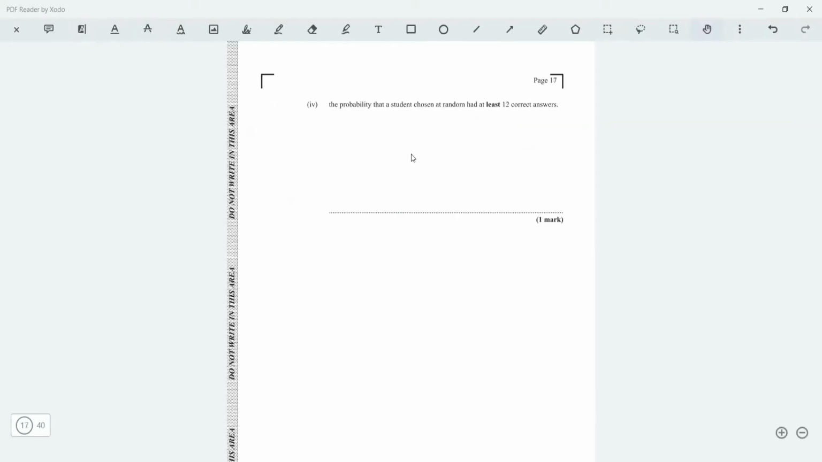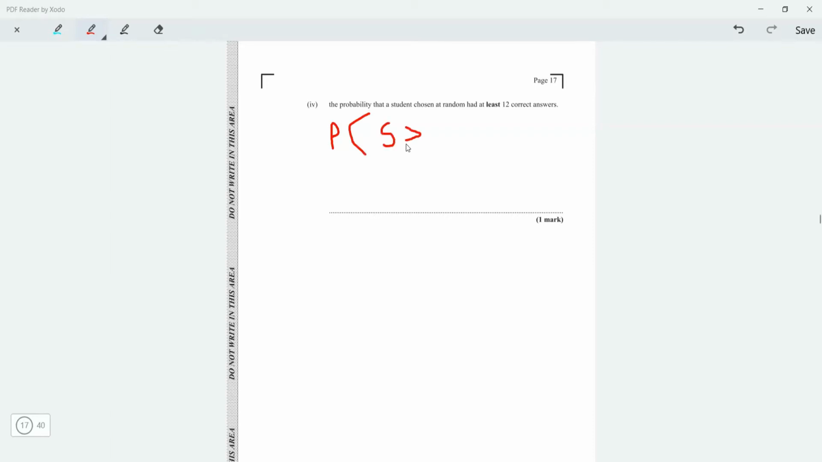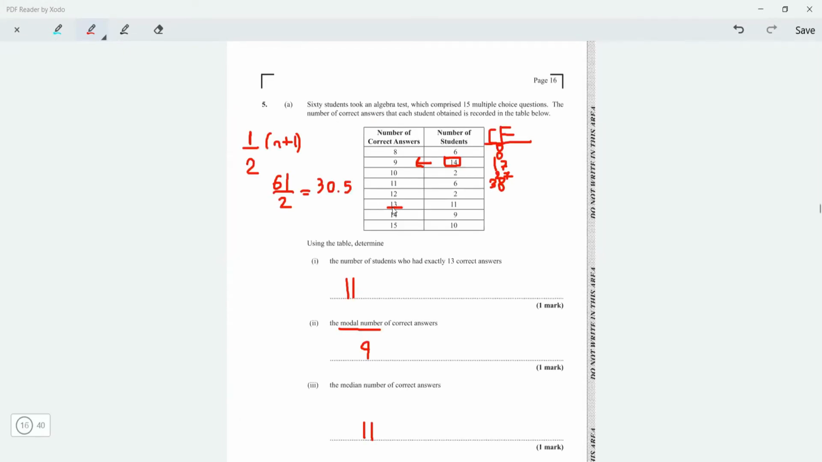The next part says, what's the probability that a student chosen at random had at least 12 correct answers? So we want the probability the student scored at least, and at least means greater than or equal to 12. So we know that probability is out of a total of 60. Chances that a student scored at least 12, that means you add up all of the students who scored 12 or more.